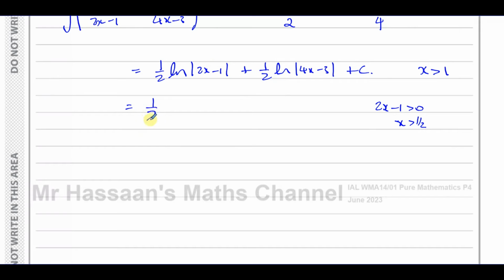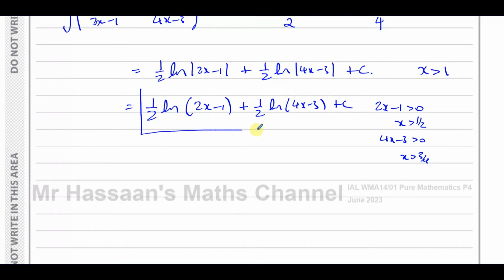Therefore, we can rewrite this as a half times a ln, and we can just use a normal bracket because there's no chance of this becoming negative, because we can only use x values which will cause this to be positive inside here. All right, and for this one, 4x minus 3, for it to be greater than 0, then x has to be greater than 3/4, which the x values we can use are. So this one similarly can be written as a half times a ln, and you can use brackets 4x minus 3 and plus c. So you can write your answer like this.